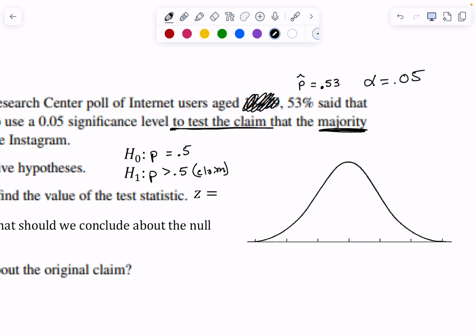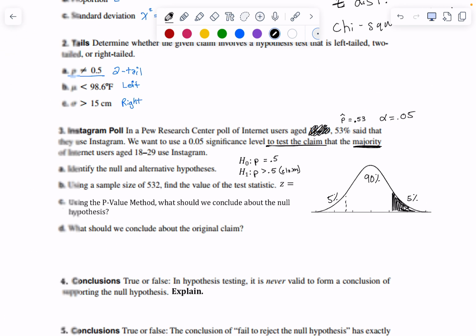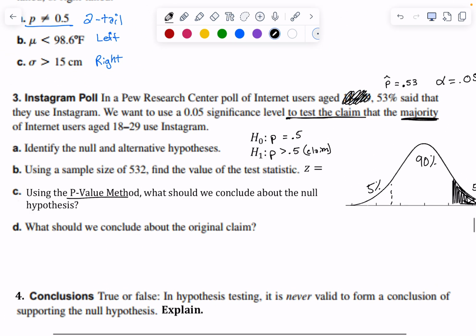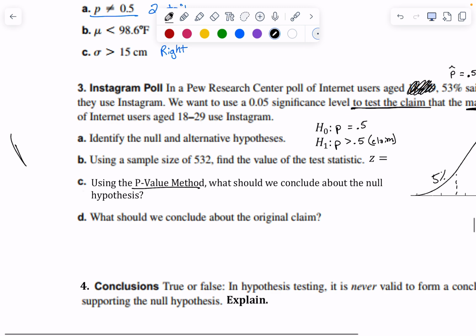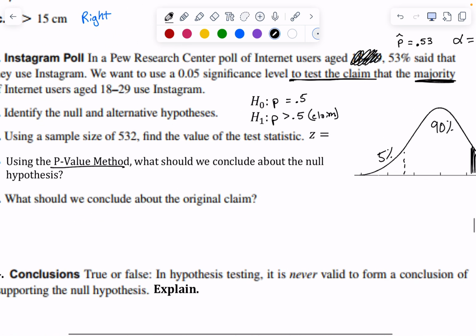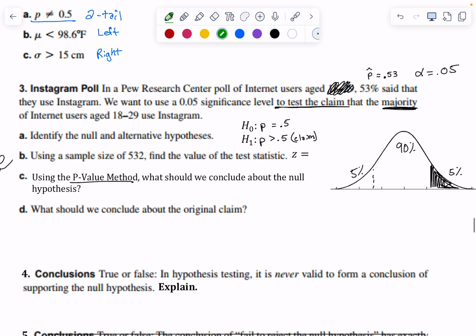Are we getting better about this? We're doing okay? Okay, left tail, right tail, two tail. What percent goes in it? All 5. We have an imaginary 5, and we have 90% in the middle. Okay, which one are we doing? Oh, use the p-value method. I'm gonna put that over here. P-value method. Okay. Using a sample size of 532.